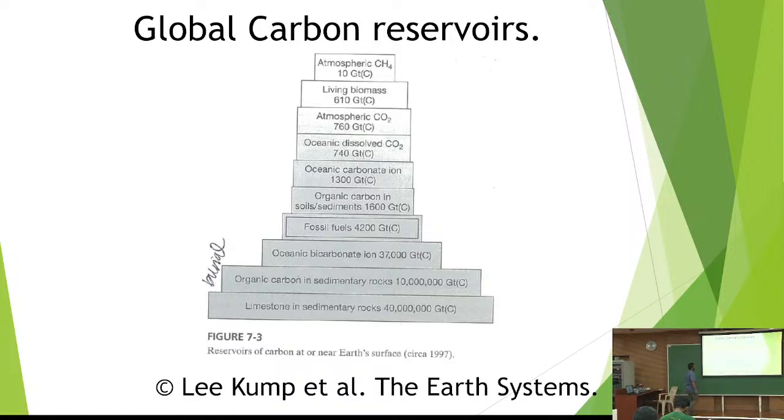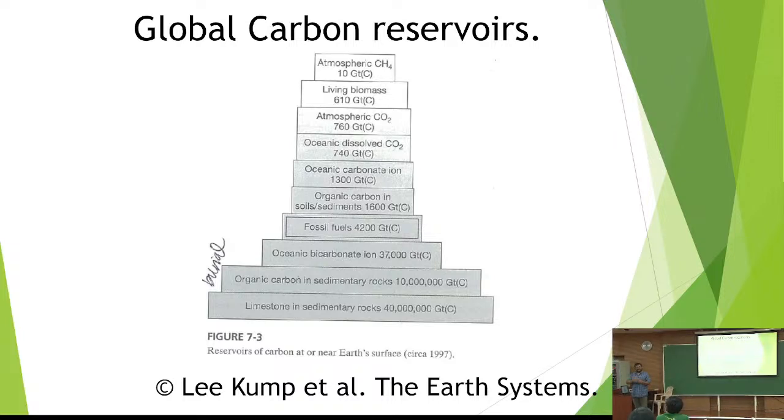Then comes organic carbon in soils and sediments. Fossil fuel contains 4200 gigaton carbon, which is what we are now digging up and burning, and an amount proportional to our digging comes back. Then comes oceanic bicarbonate, 37,000 gigaton carbon, compared to the atmosphere, which is 740. So, the ocean contains several fold, maybe 50-60 times higher carbon than the atmosphere.